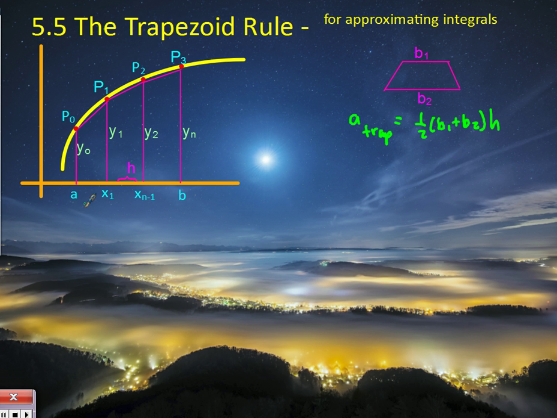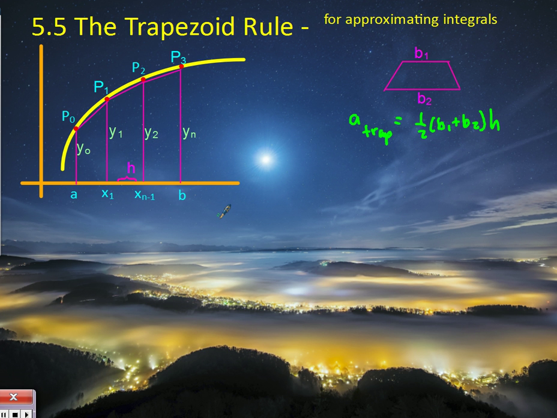Area of a trapezoid is 1/2 base 1 plus base 2 times the height. What's unique about this formula and this technique is the y1 value, for example, is the base 1 of the trapezoid in the middle, but at the same time, it's base 2 of the trapezoid on the left. So in my formula, when I add up the area of all of these trapezoids, the y1 value is going to get used twice. The same thing is going to happen for the y2 value. Y sub 0 and y sub n are only going to get used once.